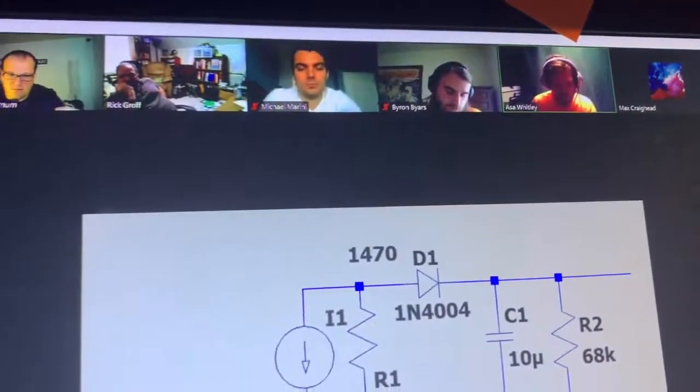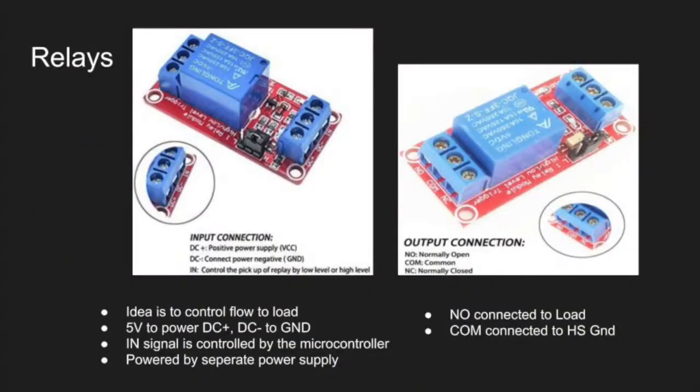The way that we determined what those components were going to be was we decided based on our wattages what our max AC signal was going to be, and then using LTSpice we calculated what would give us a 3.3 voltage maximum. Moving on to the relays, this is essentially a switch.